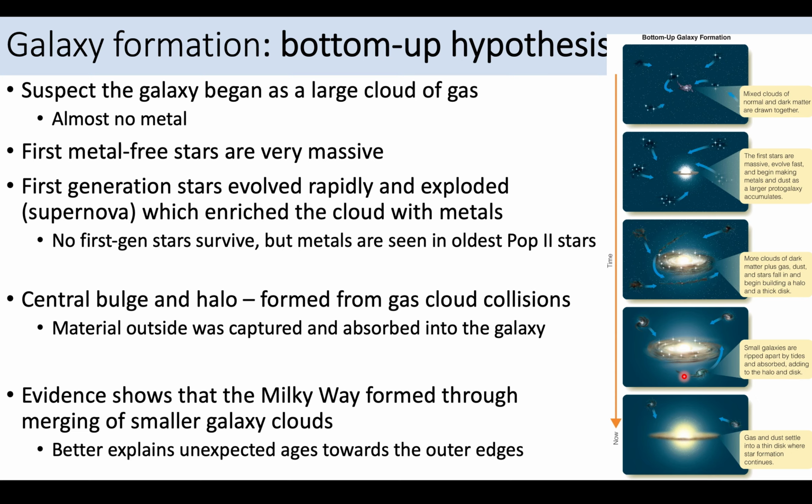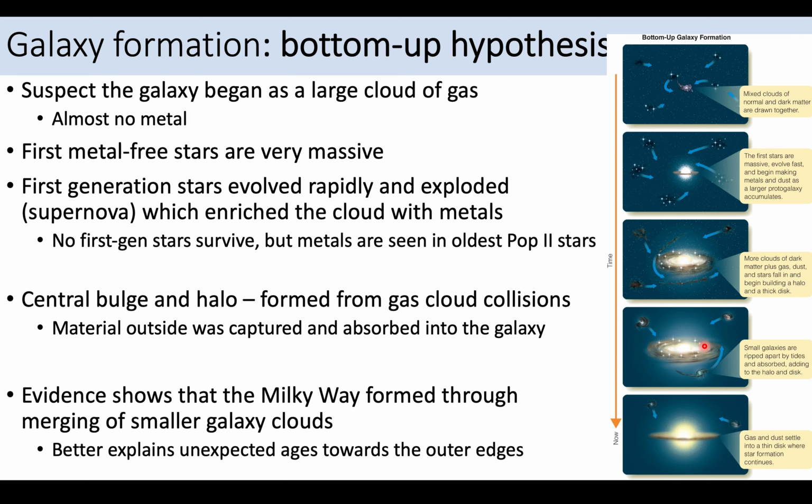So we have evidence that shows that these outer galaxies were brought in and absorbed into our galaxy. So this bottom-up hypothesis is the one that seems the most plausible right now. Again, they're both still hypotheses, so we don't have enough data to prove at this time true or false of either of them. But this hypothesis much better explains the ages of stars and star clusters on the outer edge of our galaxy.